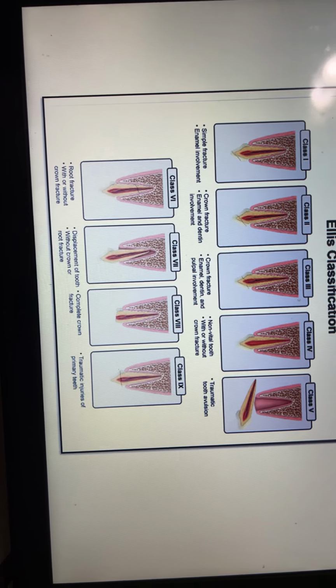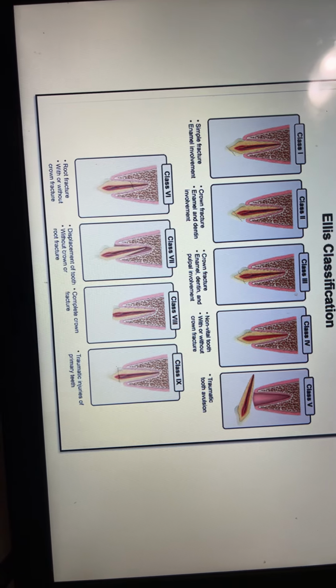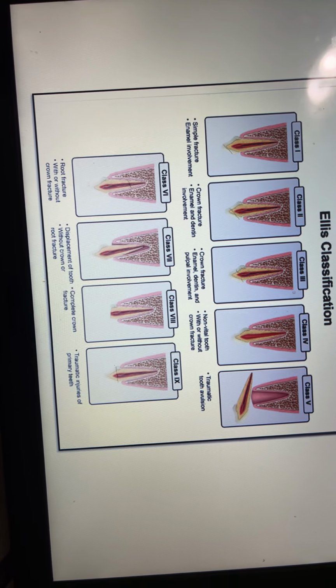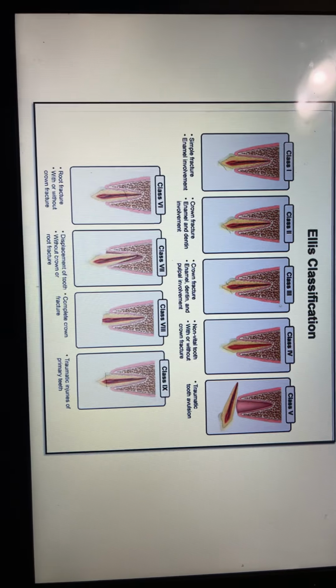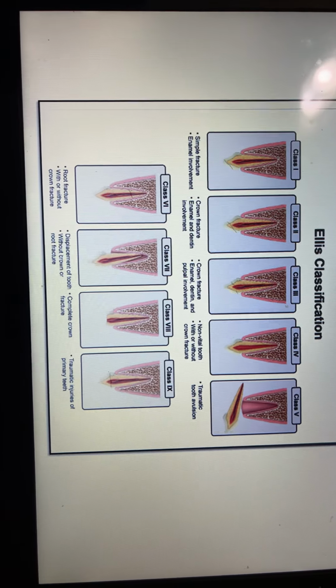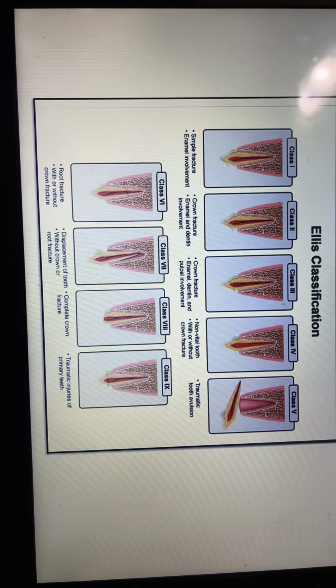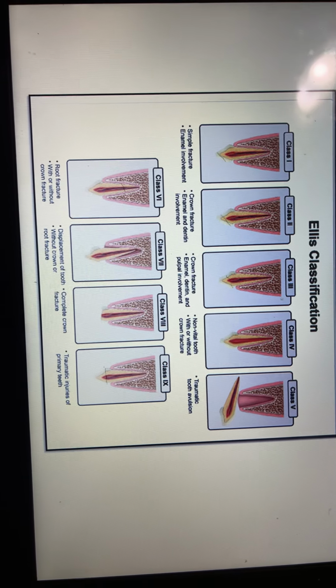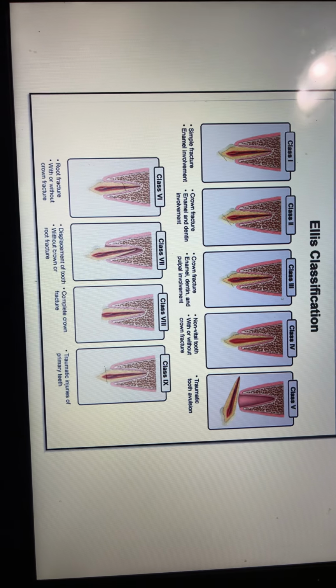Mostly, I have seen the questions are always asked up to class 3, mostly class 3 or 1. But you must know all the classification, the 9 classes. Very important question. It can be asked in a simple way also, that in class 3 what is involved: enamel, dentin and pulp. And the opposite also, they can ask you the treatment option.